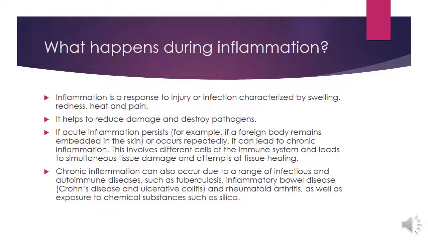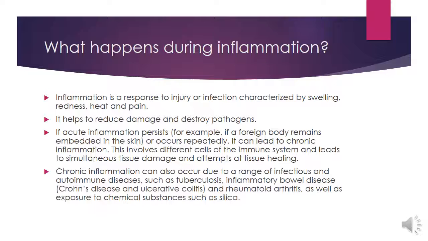Inflammation helps reduce damage and destroy pathogens because it causes a quick reaction. However, if an acute inflammation persists for a while, like something under the skin causes it to be constantly inflamed, or you're constantly dealing with that particular type of inflammation, you can have what's called chronic inflammation, which involves different cells of the immune system. You can have tissue damage while also attempting to heal the tissue, so the body doesn't quite know what to do.